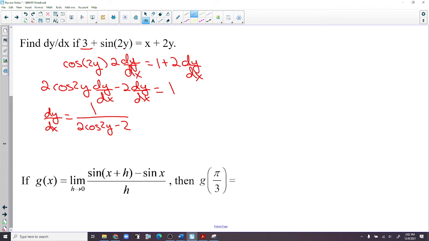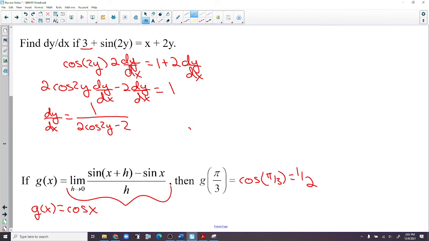What is this? Yeah, formal definition of derivative. And so the derivative of sine is cosine. So g of x is equal to cosine of x, because that's the formal definition of derivative. So over here, we're looking for the cosine of pi over 3, which is 1/2.